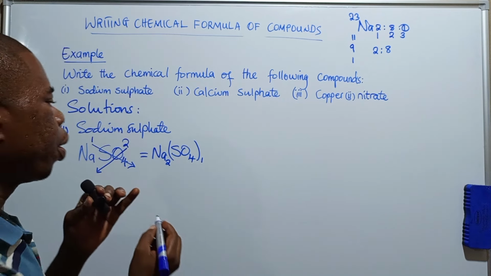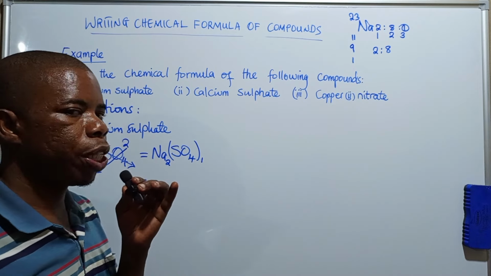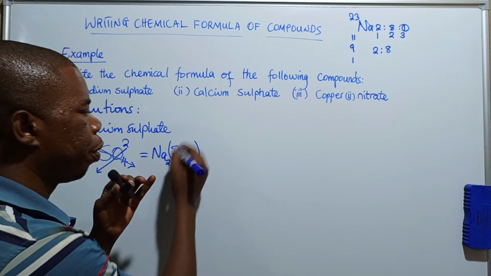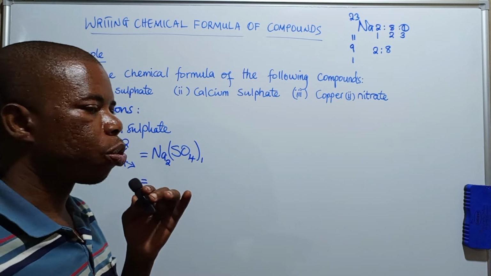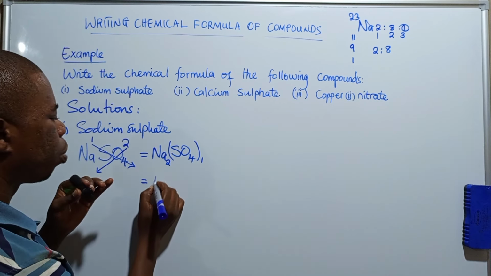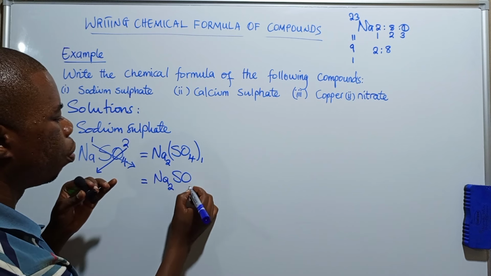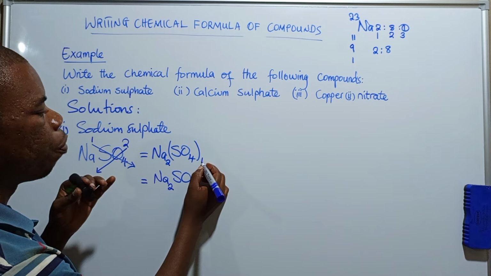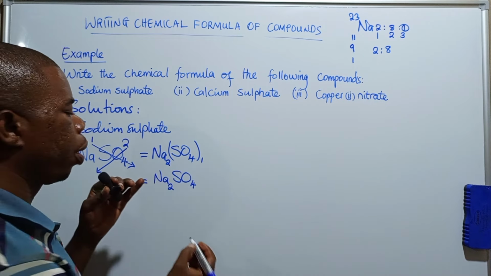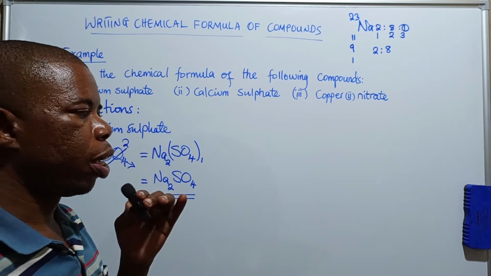Remember, in the previous lesson we did, I said that 1 does not affect anything in the formula, so we remove it. In that case, we rewrite this as Na2SO4. Once you remove the 1, you also remove the brackets. And this becomes the chemical formula for sodium sulfate.